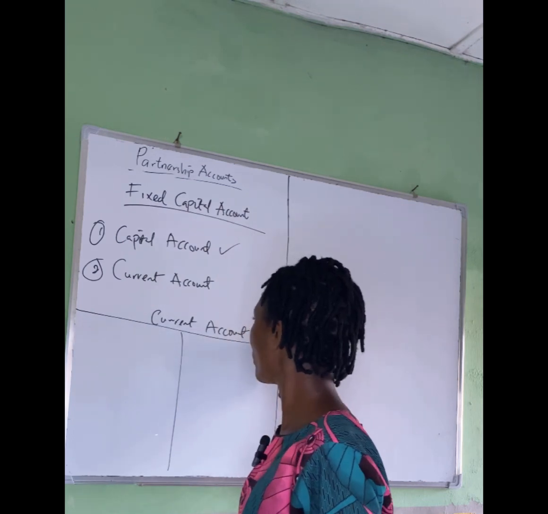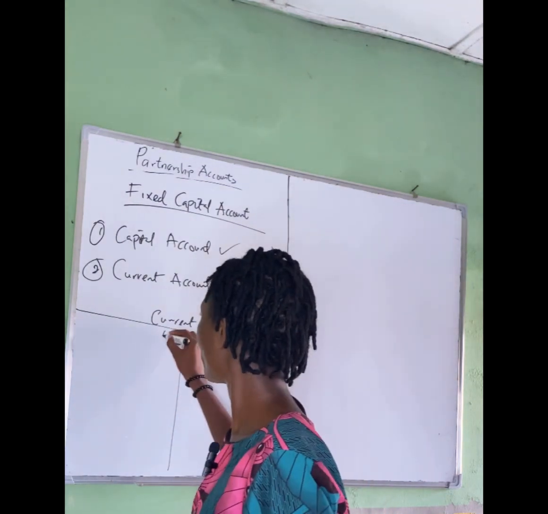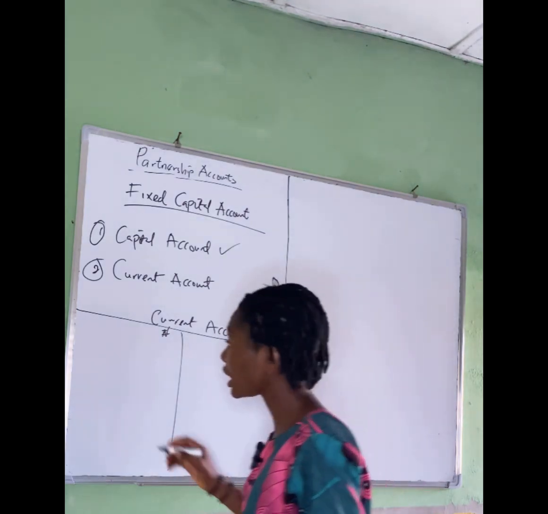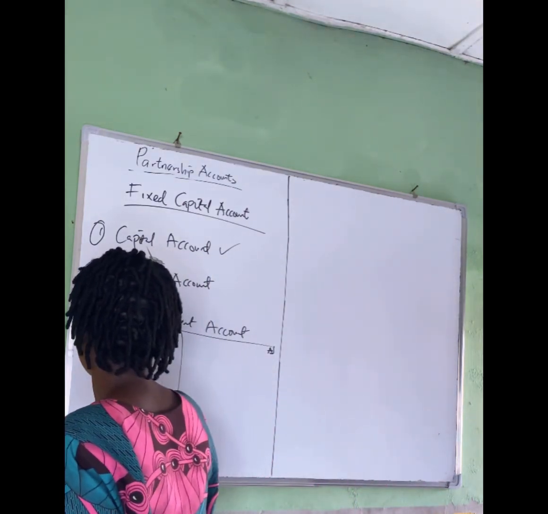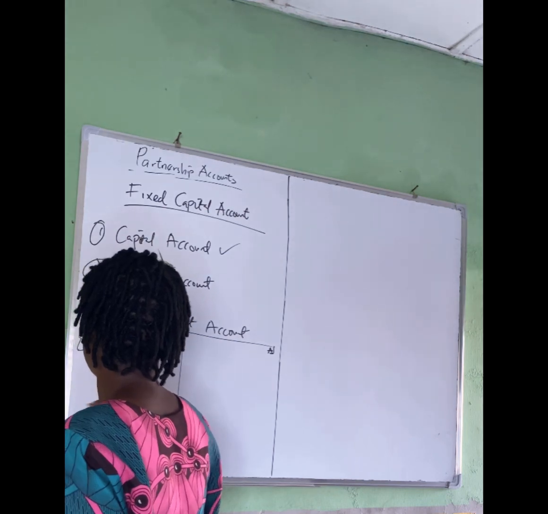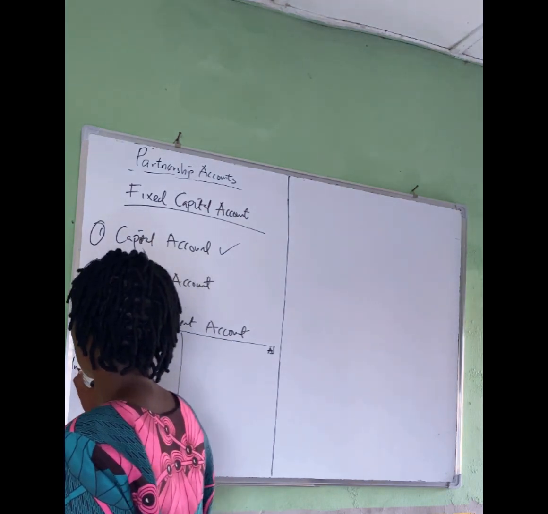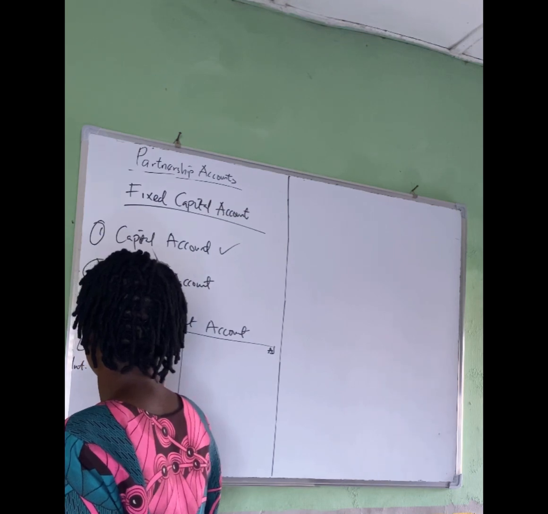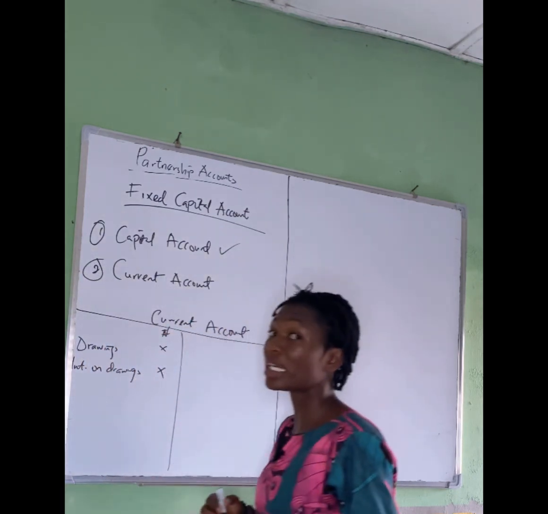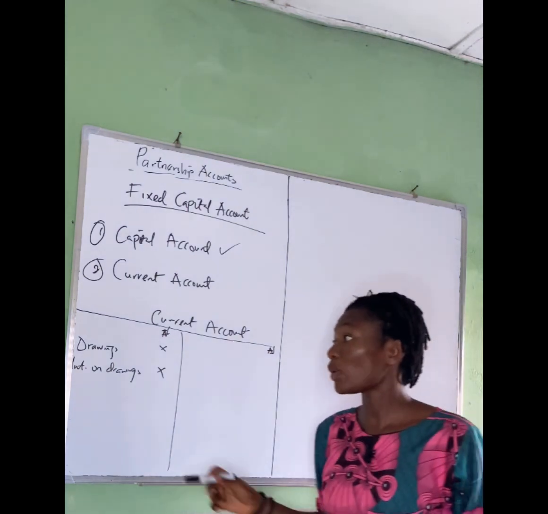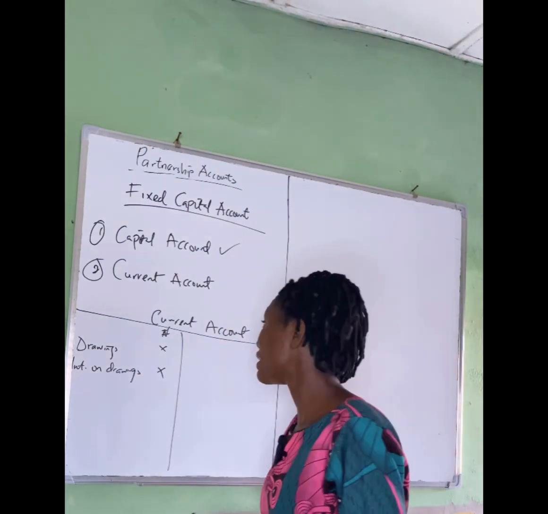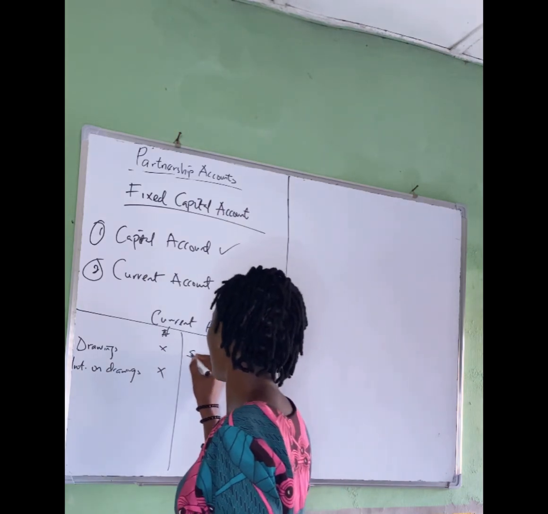This is the format of the current account, all right? So every other thing that can affect capital, such as drawings, all right, we have your drawings, the interest on drawings, okay? Maybe when we have prepared our appropriation account, the interest that we have been able to calculate there, interest on drawings, okay, will be debited. And then for our credit side, we'll be crediting.